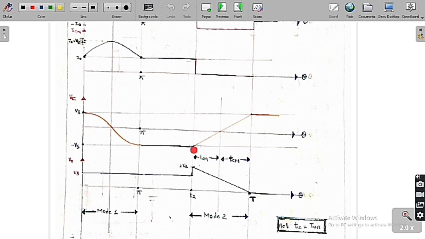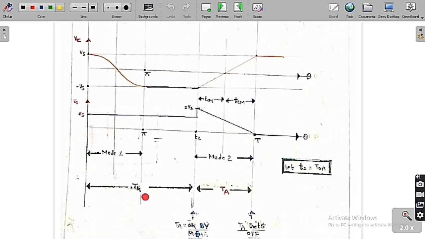Both are equal. Here, as it is a straight line, the time from -Vs to 0 is equal to the time from 0 to Vs. So the overall value is 2 tcm. This is tcm and this is tcm. So the overall time for mode 2 operation is 2 times the circuit turn off time.